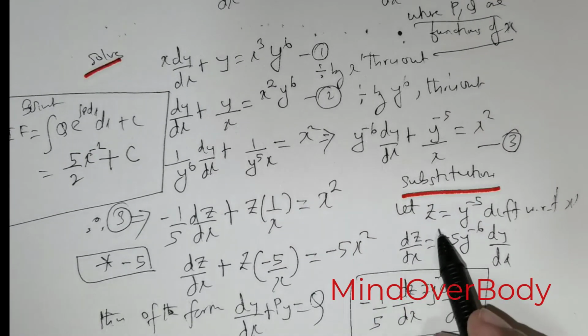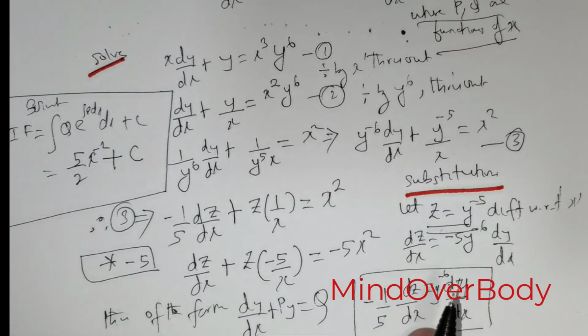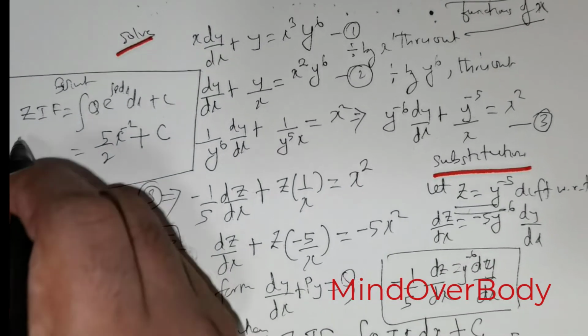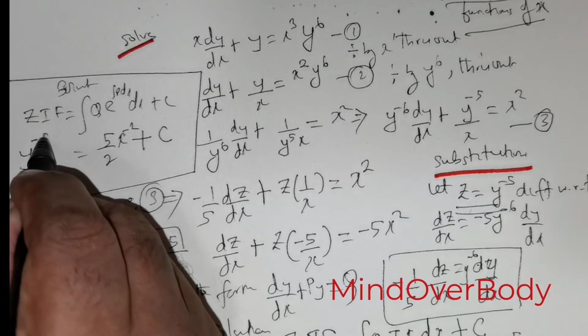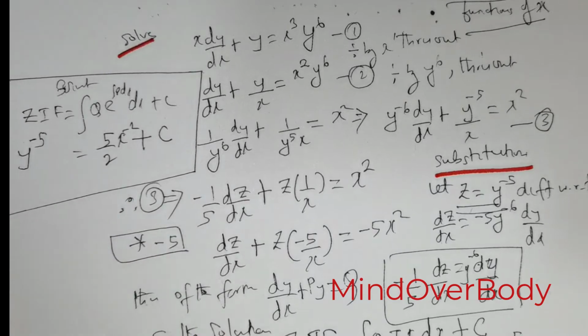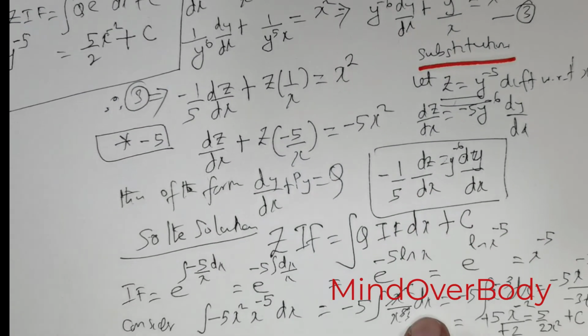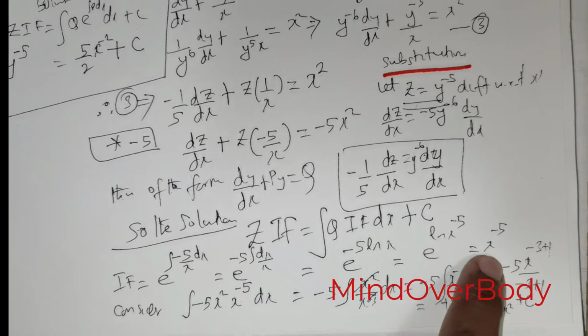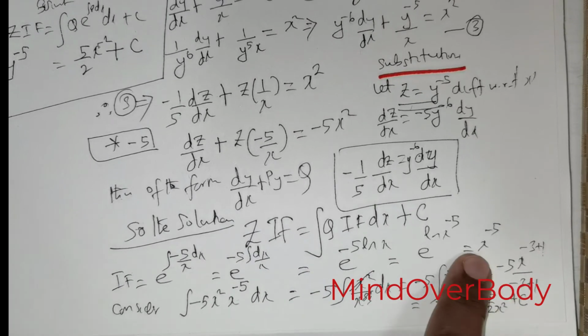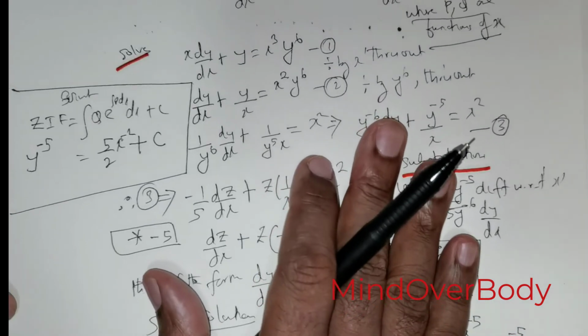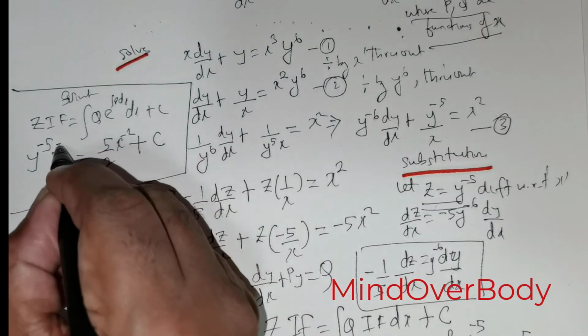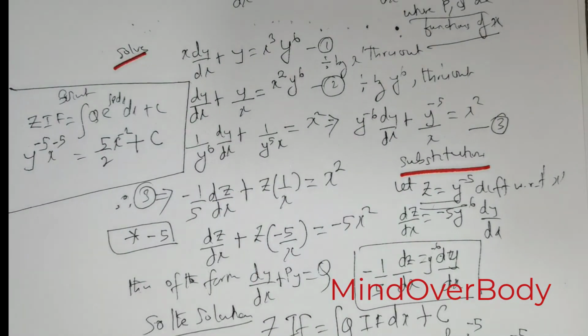Now z, let me show that to you. What is the value of z? I have taken z to be y raised to the power of negative 5. So I substitute here y raised to the power of negative 5. My integrating factor that we have obtained is x raised to the power of negative 5. So this is the integrating factor. So I need to substitute x raised to the power of negative 5 there. So that is the solution.